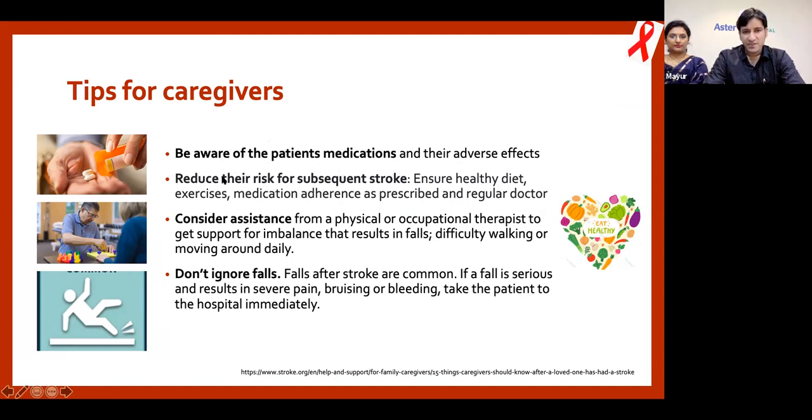For reducing the risk of recurrent stroke, ensure that the patient consumes a healthy diet, exercises regularly, and adheres to the prescribed medicines. For patients who have imbalance and need help with ambulation, you can provide a walker or wheelchair, etc., so that they can be mobilized. Falls are very common after stroke. Sometimes the fall may be trivial, but sometimes it is serious, with severe pain, bruising, or bleeding. It is important that the patient is taken to hospital immediately and this is taken care of.